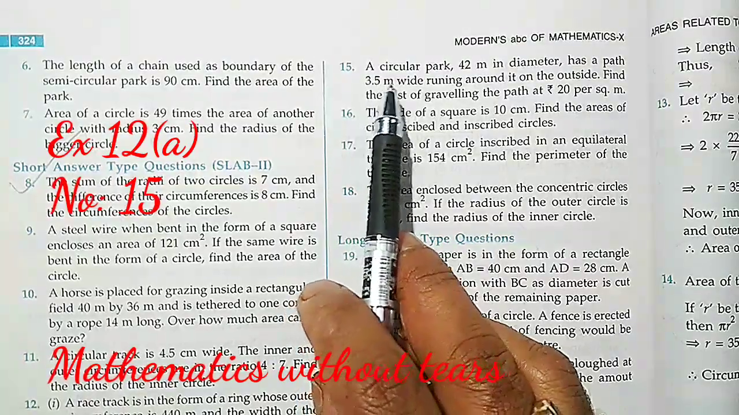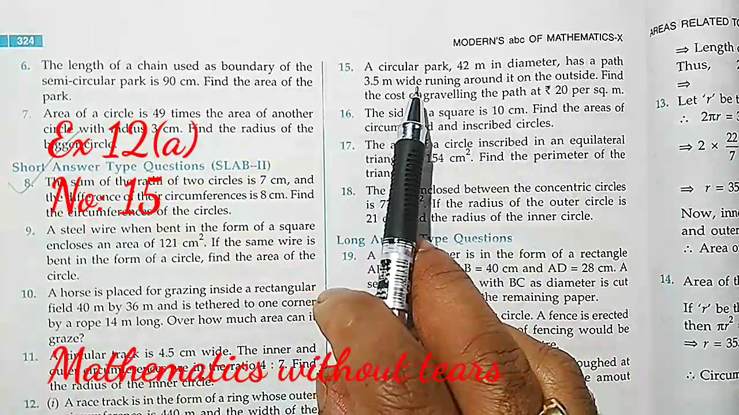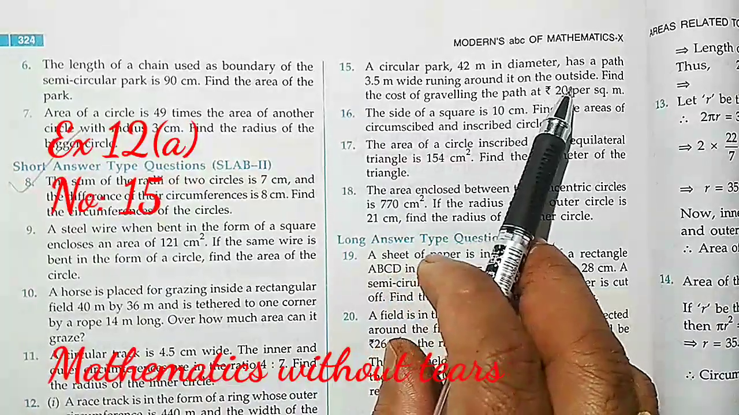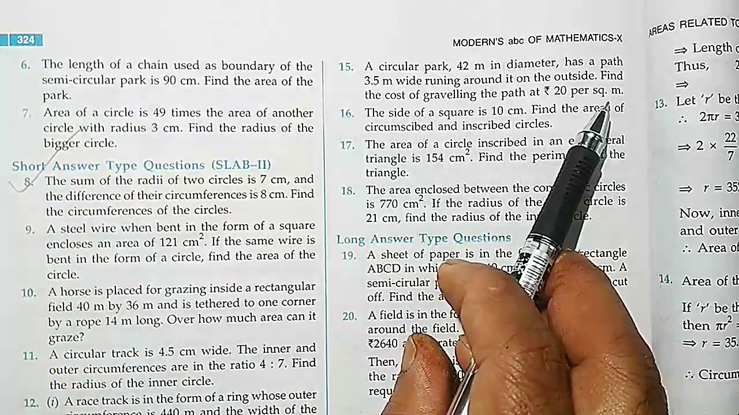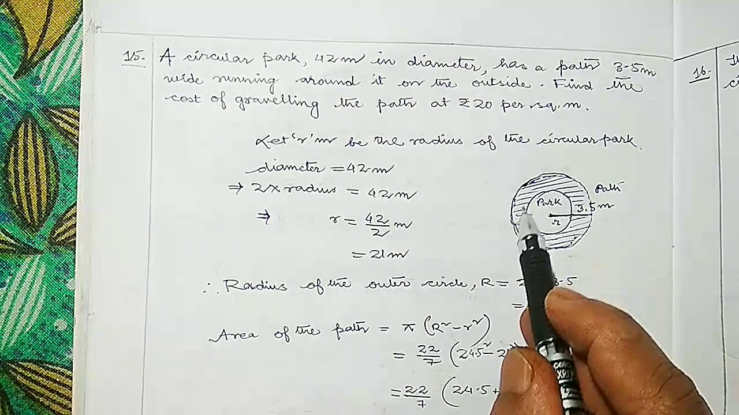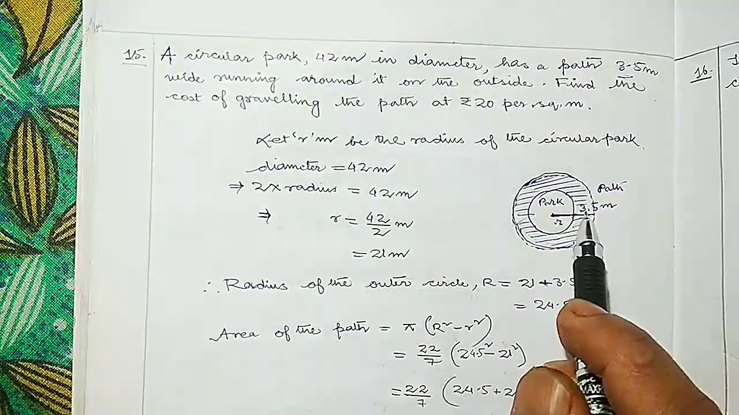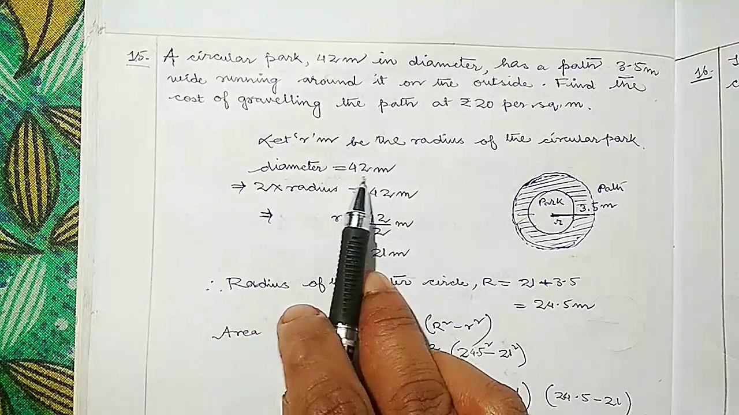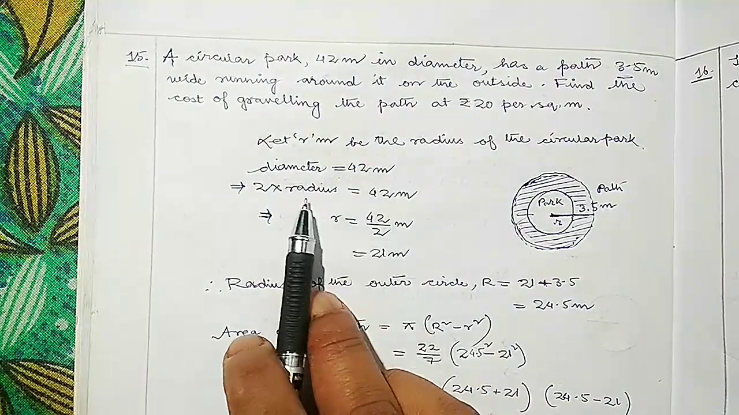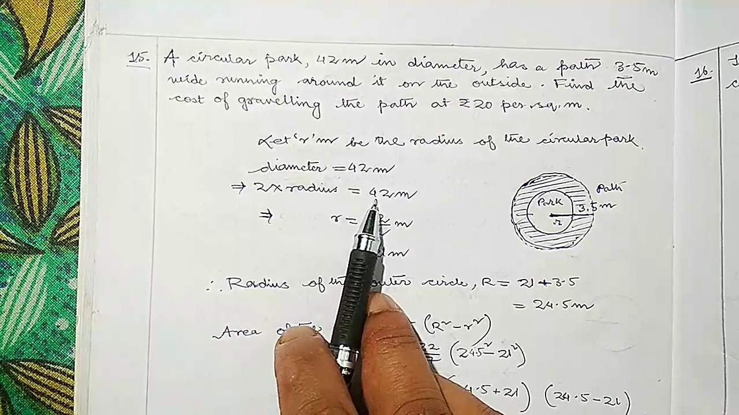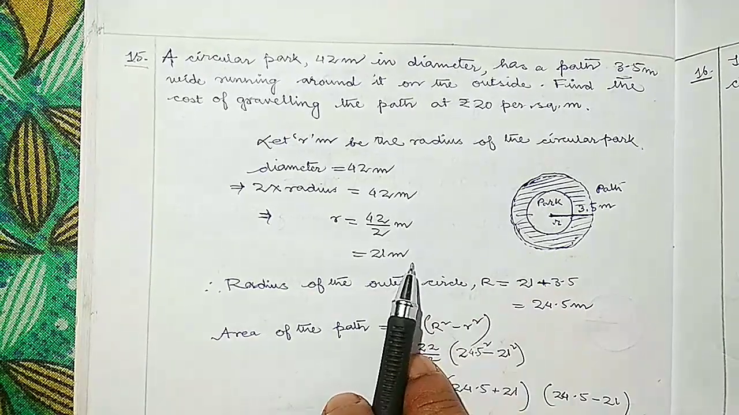Here question is, a circular park 42 meter in diameter has a path 3.5 meter wide running around it on the outside. Find the cost of graveling the path at the rate of rupees 20 per square meter. Suppose this is the park and this is the path which is 3.5 meter wide running around the park. Now as given in the question, diameter is 42 meter, and since diameter is twice of radius, so twice of radius is 42. So radius, which we have considered r, is 42 by 2. That means 21 meter. So the radius of the circular park is 21 meter.